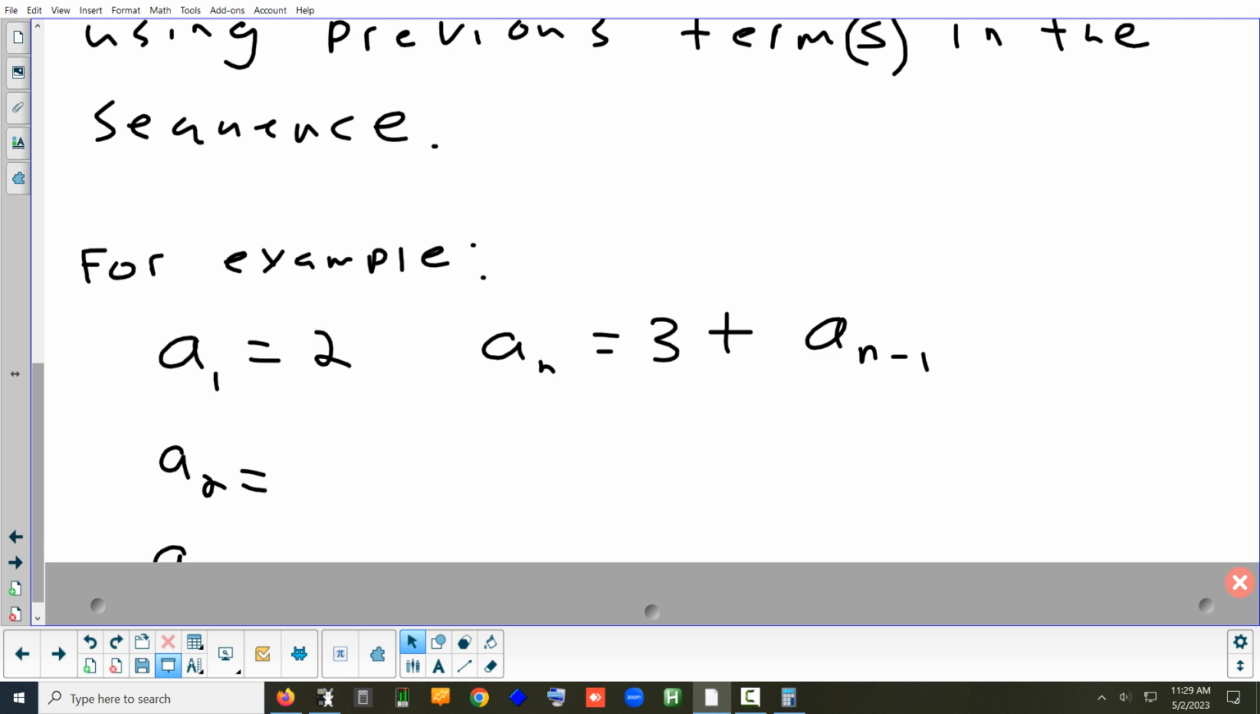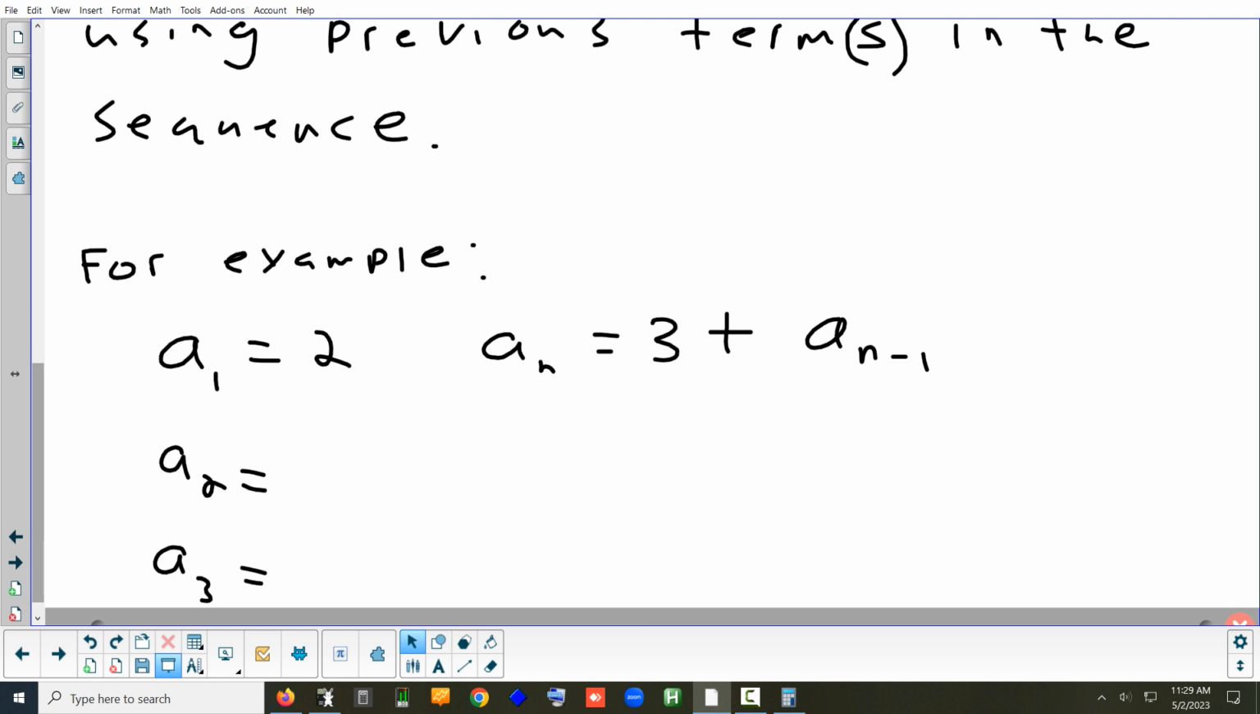So here's an example of a recursive sequence. This particular recursive sequence only references the one number that came before it. So I only need to start you off with one number. Based on that formula, what would be the next term in the sequence? 5. Yep. And then 8. So it basically just says to take 3 and add it to what came before.